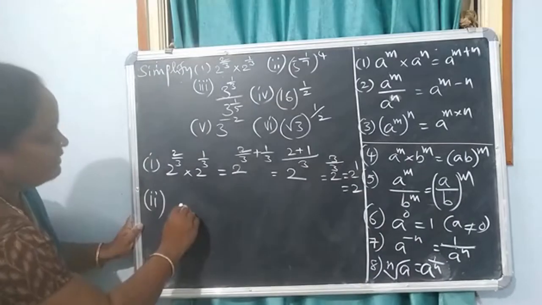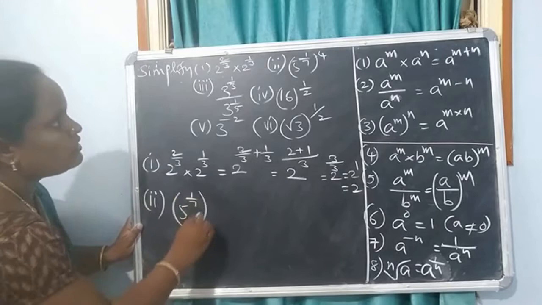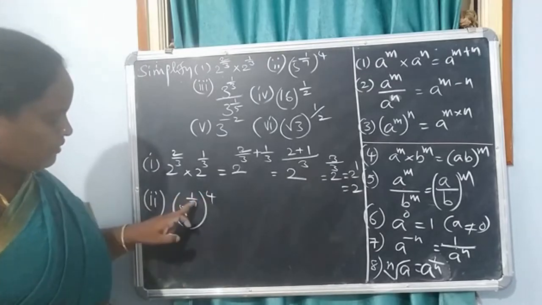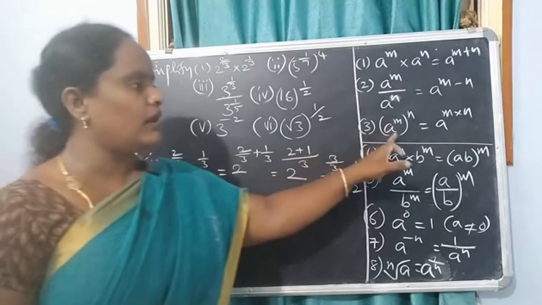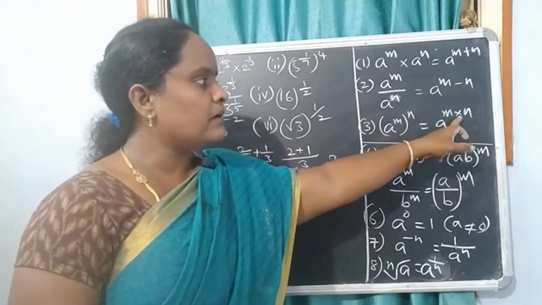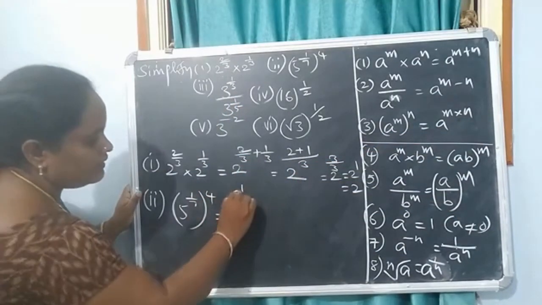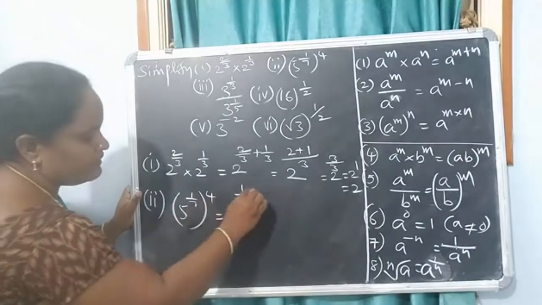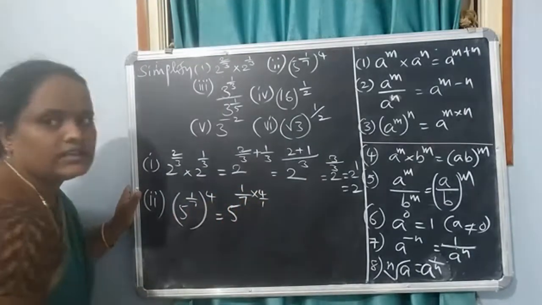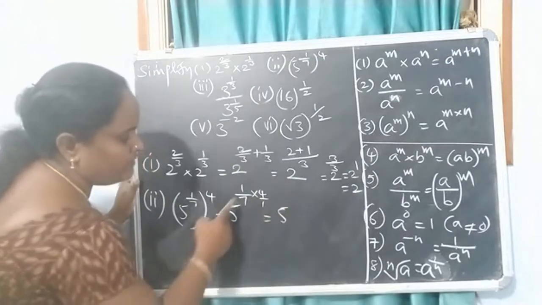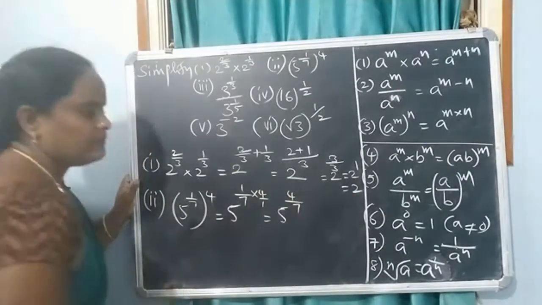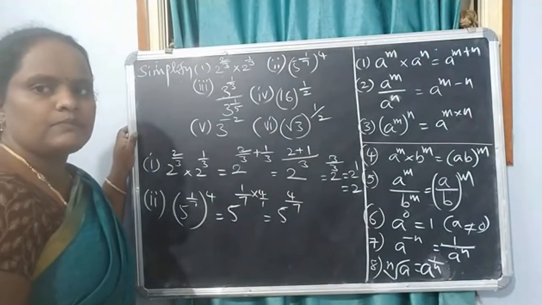Second one, 5 power 1 by 7 whole power 4, which is like a power m whole power n. Third formula. So in that case, powers must be multiplied. So the same base 5 should be written, in the powers 1 by 7 into 4. That is, 4 can be written as 4 by 1. So 5 power 1 into 4 is 4 by 7. 5 power 4 by 7 is the answer.